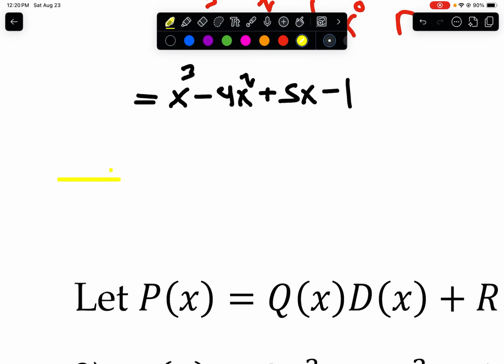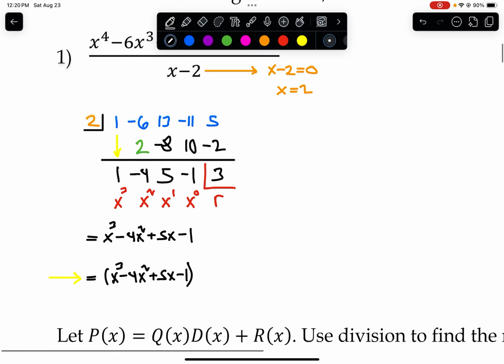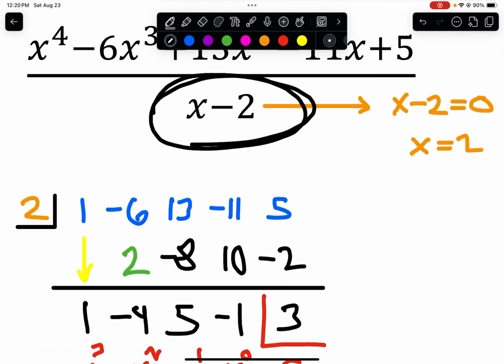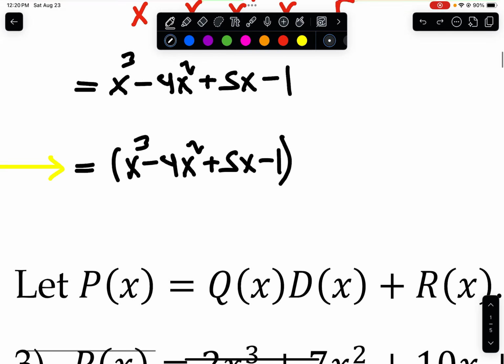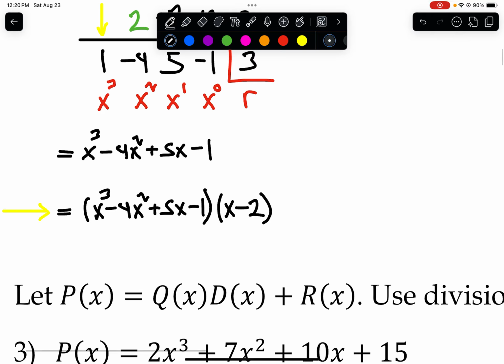So over here, my quotient, which is what we just got as the answer, I'm going to rewrite this as x cubed minus 4x squared plus 5x minus 1, and I'm going to multiply that quotient times the divisor, which in our case is x minus 2. So then times x minus 2. And then you're just going to add on your remainder.